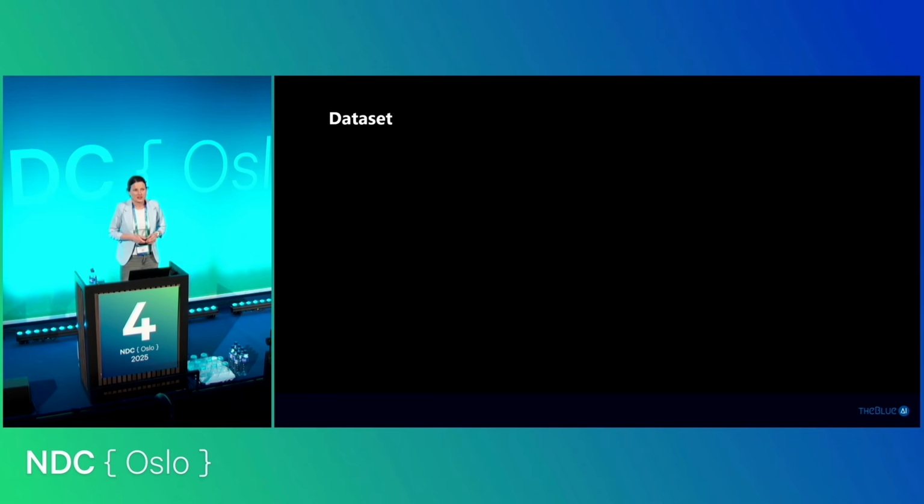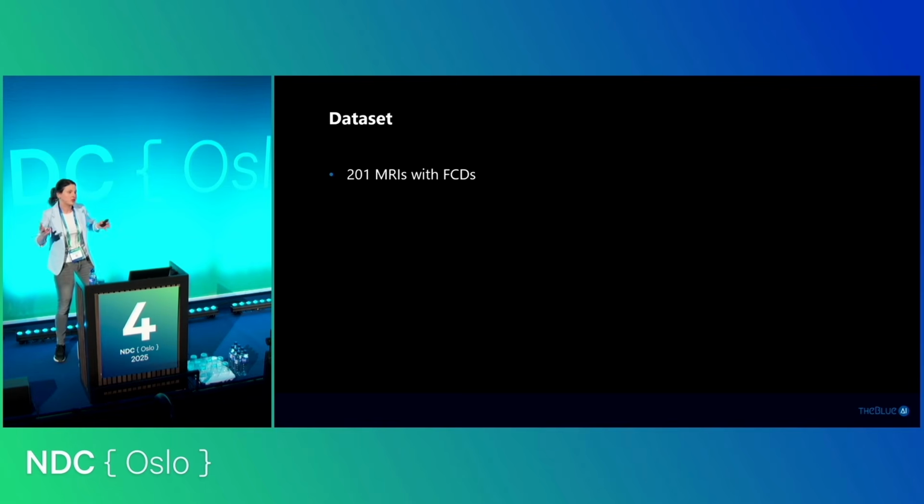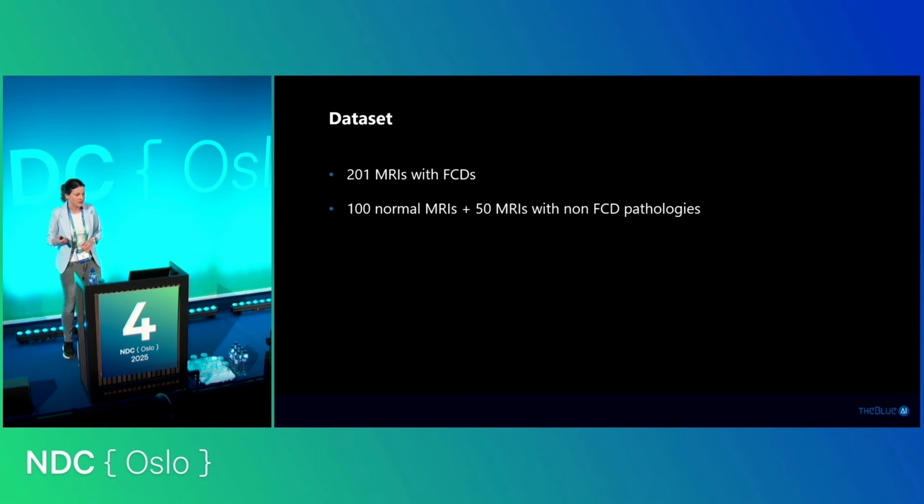And we started with the data set. Whenever you want to develop a good machine learning model, the data is king. You really need to focus on this part. So we managed to collect 201 MRI series, each of them consisting of almost 200 images, with FCDs. And to that point, that was actually, according to our knowledge, the biggest data set of FCDs in the world at that particular moment in time.